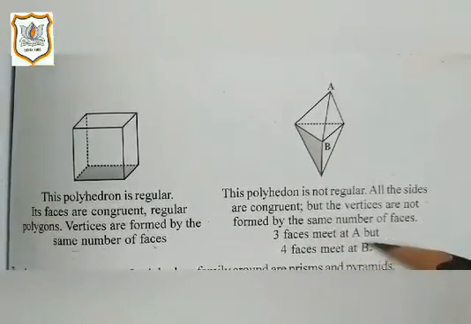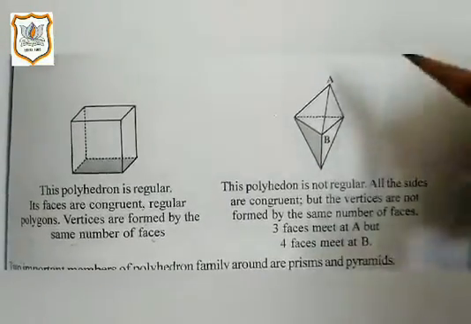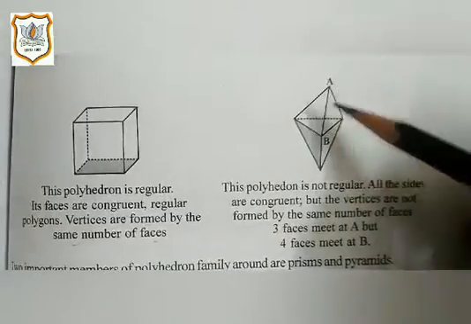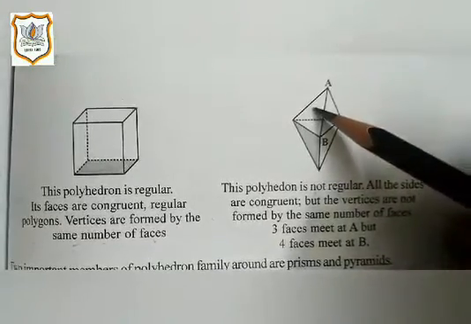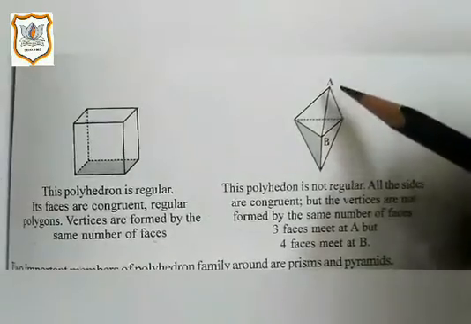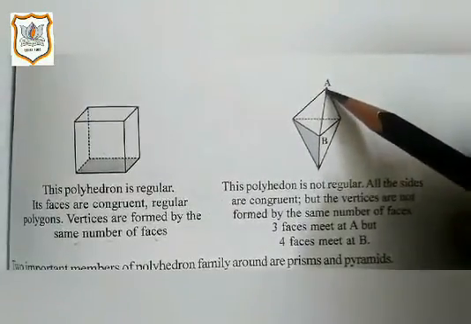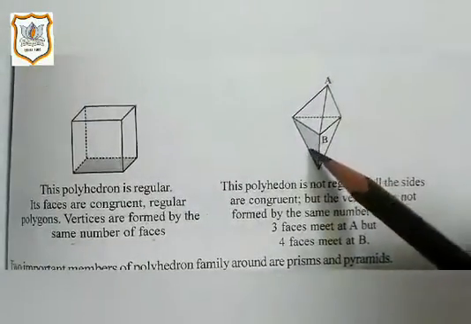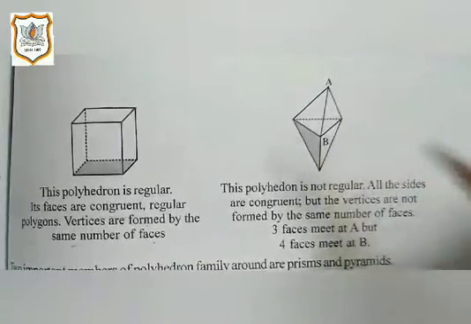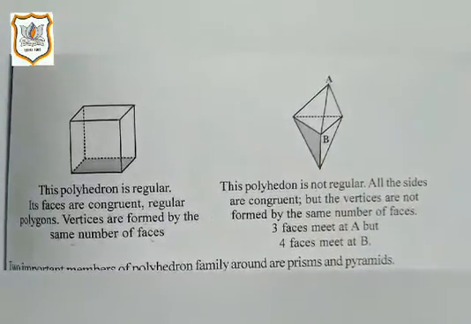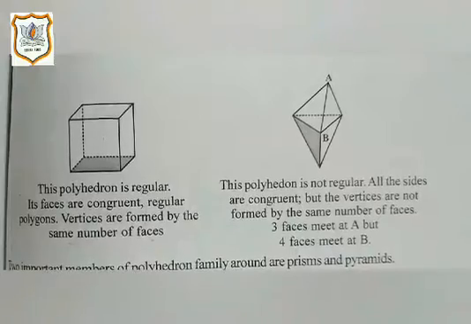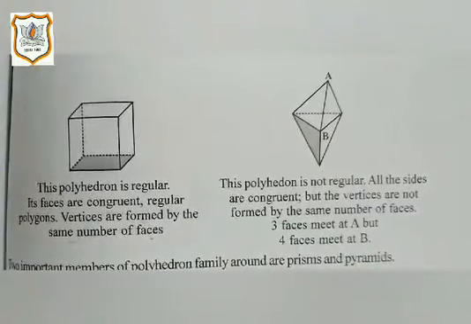Three faces meet at a point. This is point A, and 1, 2 and 3. Three faces meet at A, but four faces, 1, 2, 3 and 4, meet at B. So this polyhedron is not regular.